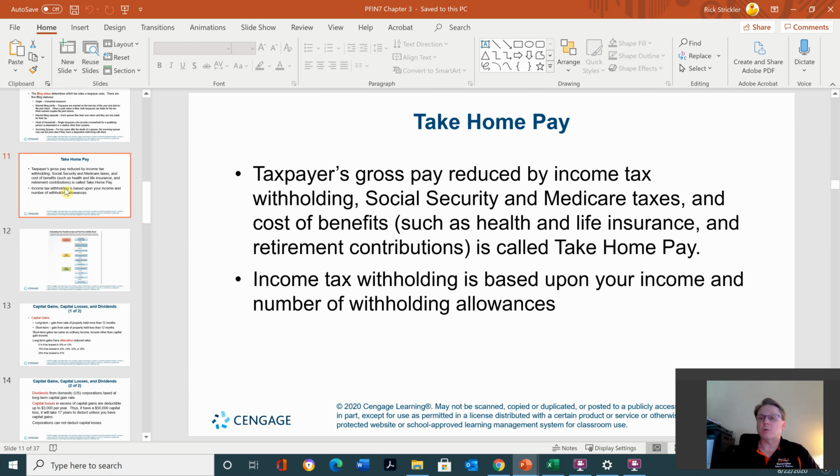Income tax withholding is based upon your income and number of withholding allowances. So, if you have just yourself, then on your withholdings, you could just put one. If you have yourself and 3 children, then you could put four plus head of household, so that would be five. The more withholdings that you put, the fewer taxes that will be taken out of each paycheck.